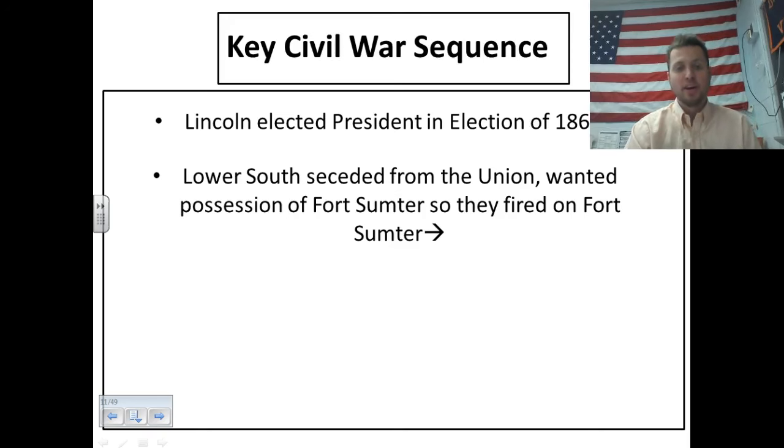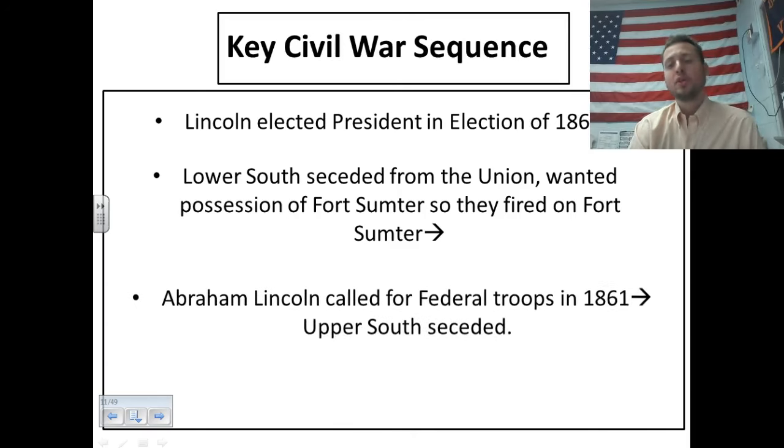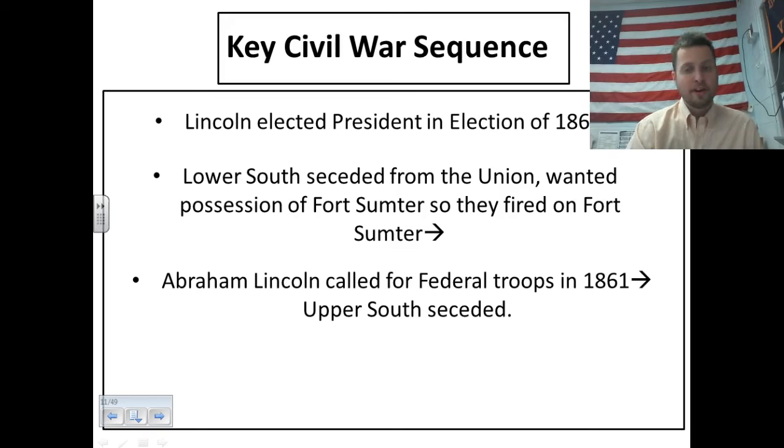They left the Union. Now, they also wanted possession of a fort in Charleston, South Carolina called Fort Sumter. The North had it, so they fired on it. The South fired on Fort Sumter. Abraham Lincoln says, "You fired on my forts. We got war, baby." He calls for troops. Abraham Lincoln called for federal troops in 1861. This caused the upper South to secede. Virginia is in the upper South. So they seceded. And who got loose? Bobo got loose. Got this key Civil War sequence?